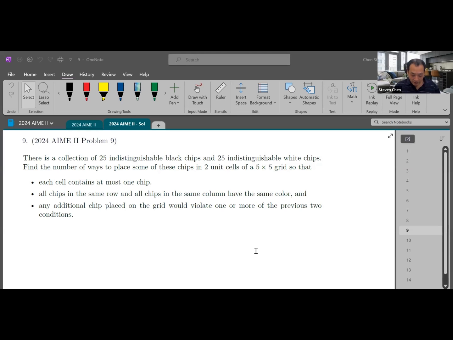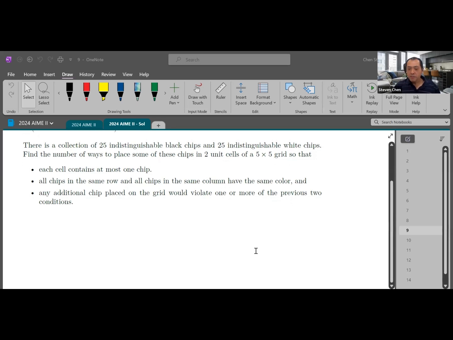So this problem asks us to find the number of configurations. Because we observe there are 2 colors of chips, right? And there are lots of restrictions about making the colors identical for every column and every row. So it motivates me to do a casework analysis in terms of whether our given configuration consists of purely single-color chips, or the board is filled with both colors of chips. Okay.